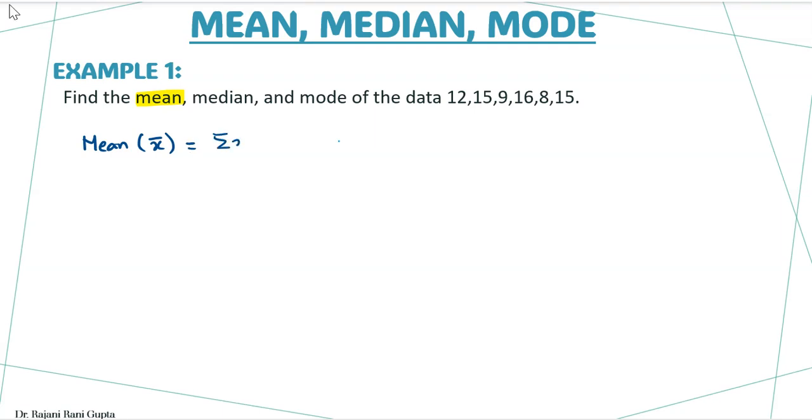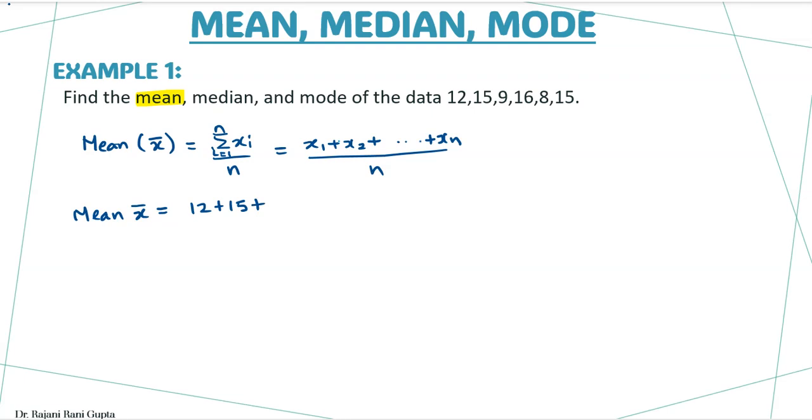It is nothing but the sum of all the observations over the total number of observations, where say i goes from 1 to n if you have n observations. That is, you add all the observations one by one and then divide by the total number of observations. So in our case, the mean will be the sum of all the observations. So it is 12 plus 15 plus 9 plus 16 plus 8 plus 15. We add all the observations divided by the total number of observations, that is n.